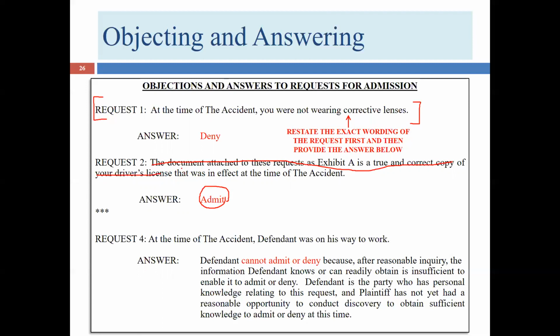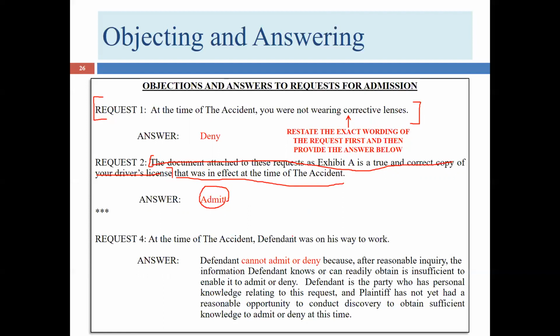So let's say you agree that this is a true and correct copy of your driver's license, but it wasn't the driver's license that was in effect at the time of the accident. You renewed your license two months after the accident. Well, you would admit to this part, and then you would deny this part.